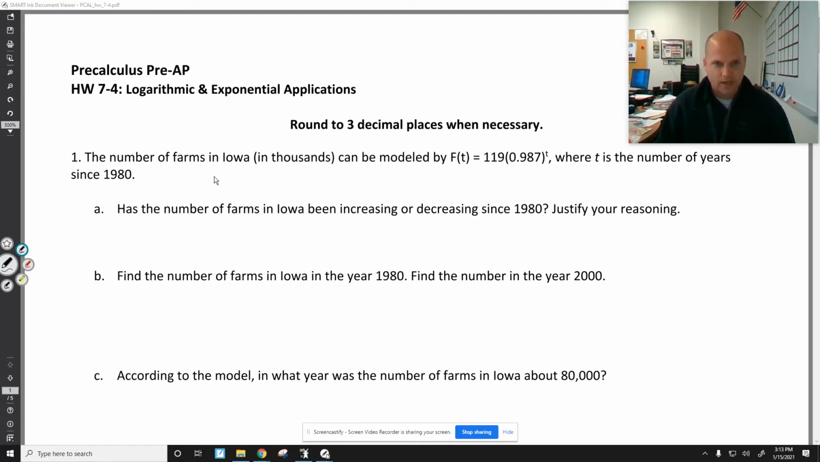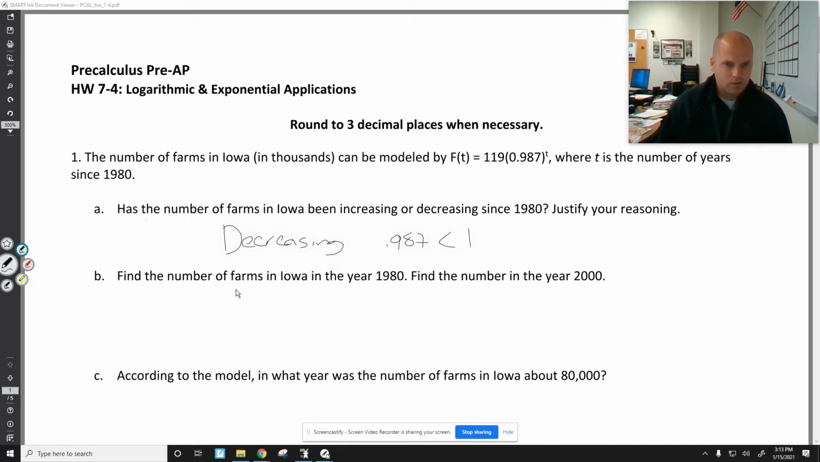It says the number of farms in Iowa can be modeled by this, where t is the number of years since 1980. Has the number of farms been increasing or decreasing since 1980? Justify your reasoning. Well, if you graph this, or if you think about it, I'm taking 0.987 multiplying it by 119, that number is going to decrease. So this is a decay situation. So it's decreasing. Why? Because 0.987 times any number will just shrink the number. We're taking a percentage of the original number. It's less than 1. That's why it's a decay.